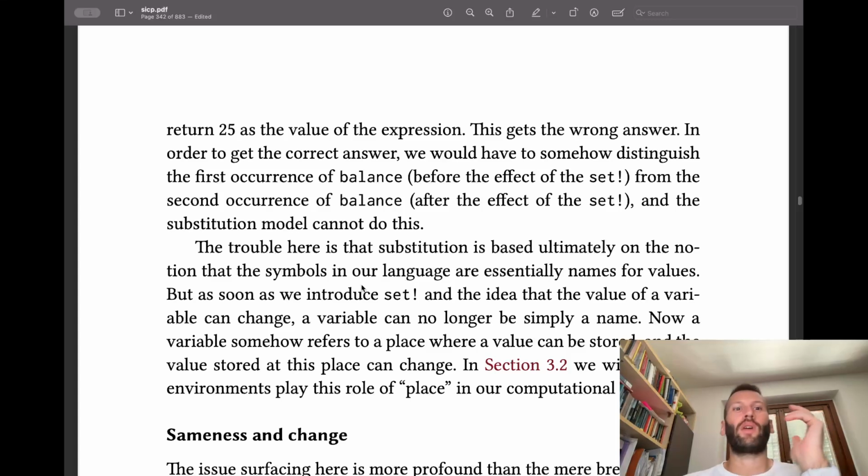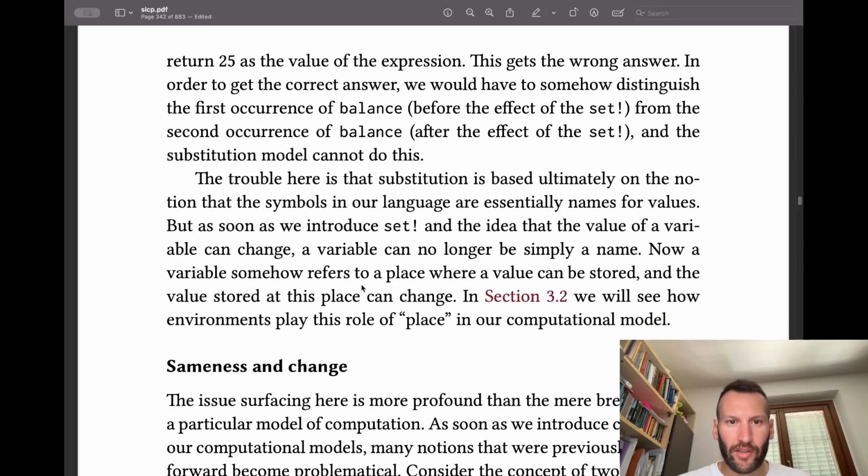In order to get the correct answer, we would have to somehow distinguish the first occurrence of balance, before the effect of the set, from the second occurrence of balance, after the effect of the set, and the substitution model cannot do this. The trouble here is that substitution is based ultimately on the notion that the symbols in our language are essentially names for values.